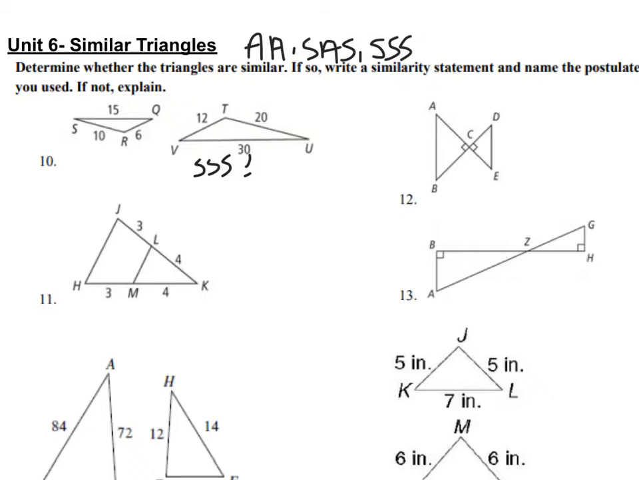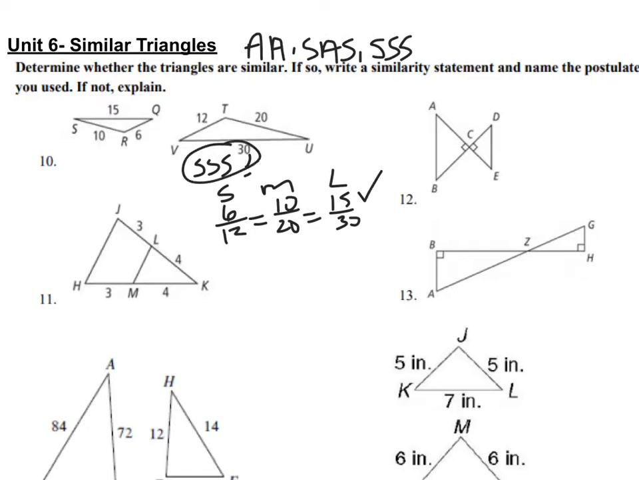And when you're trying to do similarity by side, side, side, it's like you're going through the drive-thru. Small, medium, large. Small side on the left is 6. Small side on the right is 12. Medium side is 10. Medium side is 20. Longest is 15. Longest is 30. And all of those are going to reduce to 1/2. So these are similar by side, side, side.